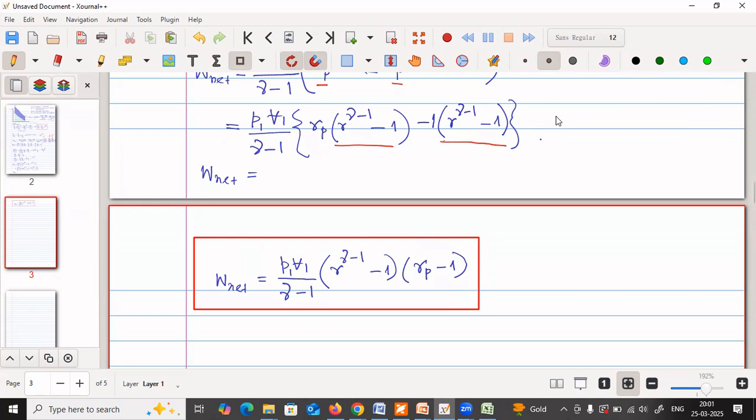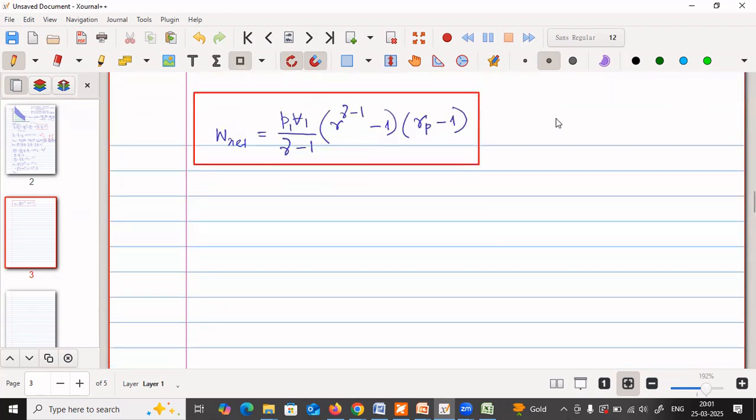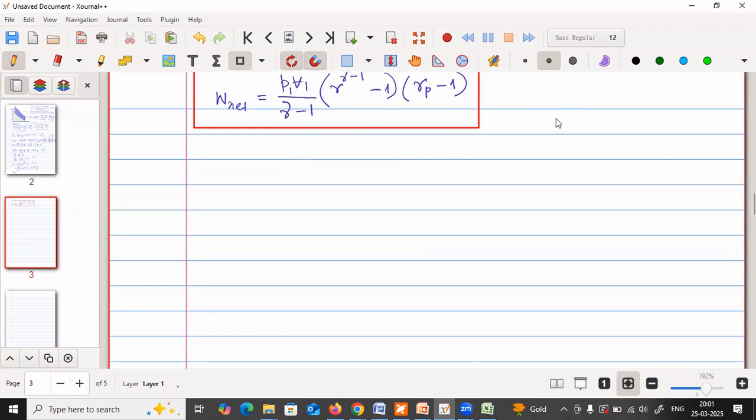Okay. Next, we will try to derive what is the mean effective pressure. As we know from the definition of mean effective pressure, what is that? Mean effective pressure, MEP, or simply PM. It means mean effective pressure is equal to, what is that?